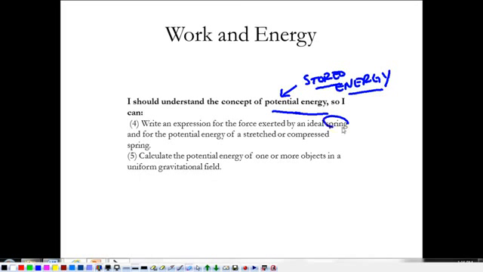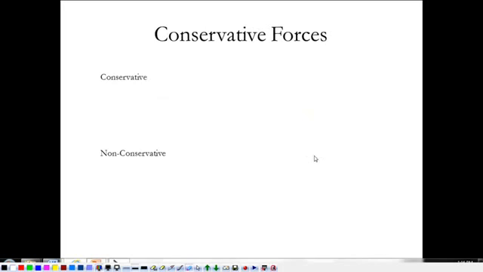So we're going to look at spring potential energy, and we're going to look at gravitational potential energy. But overall, it's a pretty simple concept. Okay, so let's jump into it. Now, to do that, we have to talk about a new kind of force, or a new way to distinguish between forces, conservative and non-conservative force.